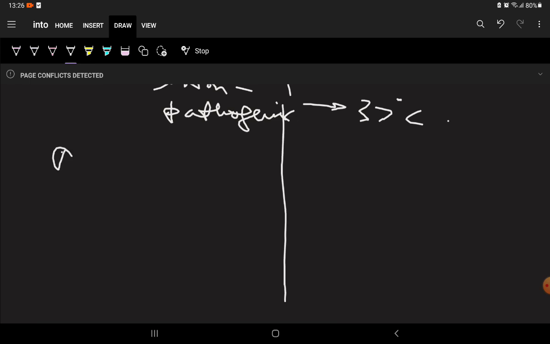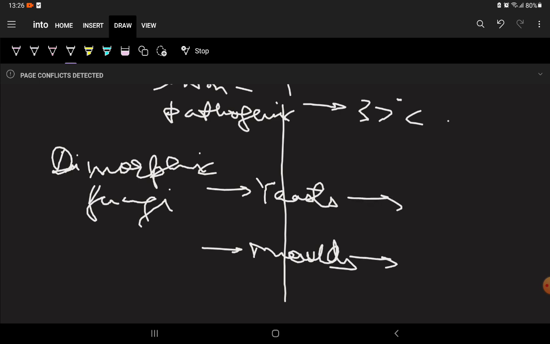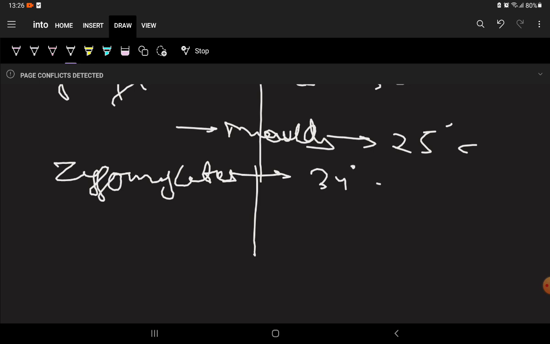Next is dimorphic fungi, which can exist in both morphological forms, that is yeast and mold. For yeast it is 37 degrees Celsius again, and for mold 25 degrees Celsius, as you have seen in the beginning of our lecture. And next is Zygomycetes, at 34 degrees Celsius. So these are the basic points.